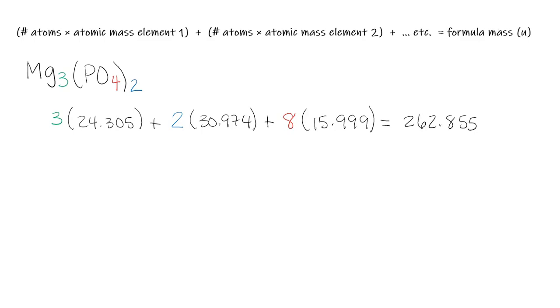For the sig figs, notice that all 3 of the molar masses have 3 decimal places. So the final result will also be rounded to 3 decimal places. It turns out that the value from our calculator has the correct number of sig figs. So our final answer for this problem is 262.855, and the units are grams per mole.